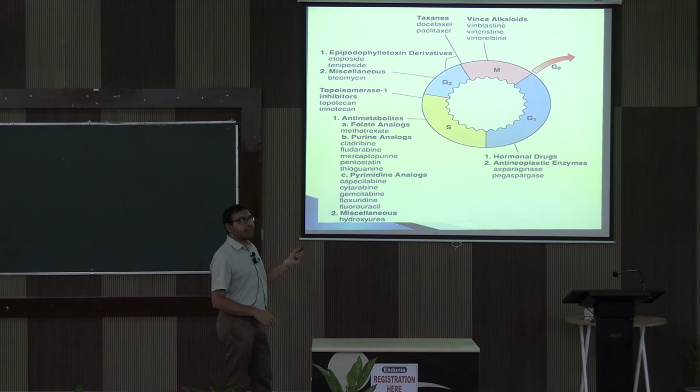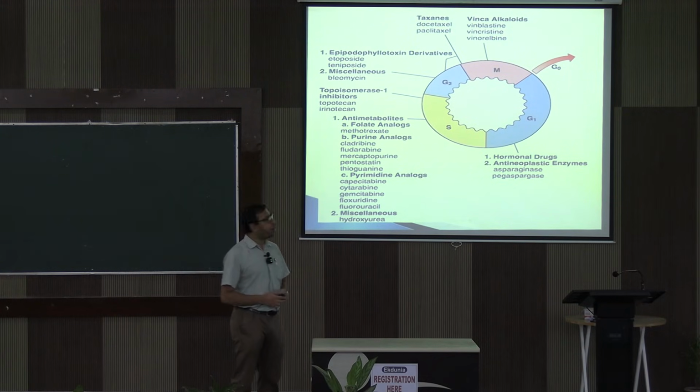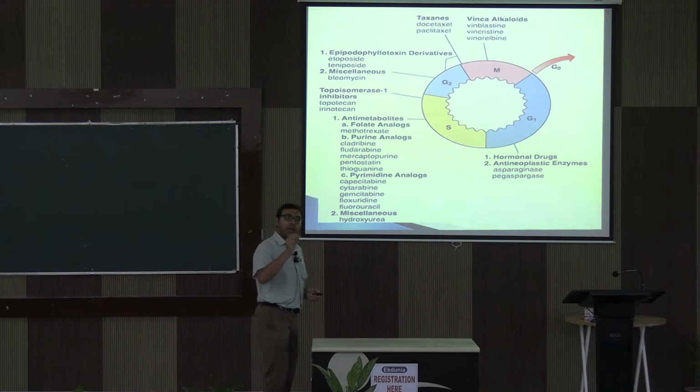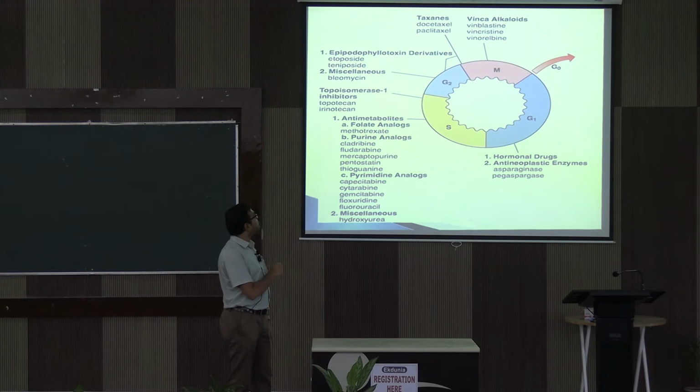Again, you can see taxanes. Taxanes group of drugs, examples are paclitaxel and docetaxel. These mainly act in the mitotic phase and some part of the G2 phase also. That is, they can act on the M phase as well as the G2 phase. There are some other drugs like etoposide, teniposide, bleomycin. These mainly act on the G2 phase of the cell cycle. Topotecan, irinotecan, these are the topoisomerase 1 inhibitors. They mainly act on the synthetic phase.